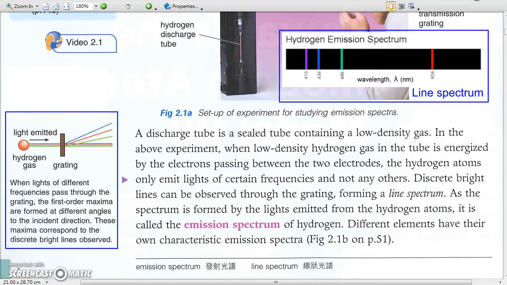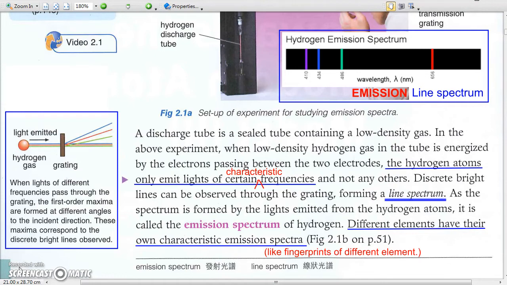Lines of different colors are observed when the emitted light passes through the grating. It is an emission spectrum, or a light emission spectrum. The lines of different colors show that a gas discharge tube produces light of certain characteristic frequencies only, but not a continuous range of frequencies like a filament lamp. Moreover, different elements have their own characteristic emission spectra.